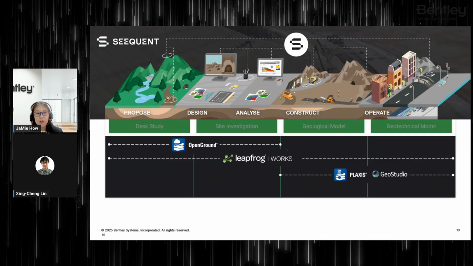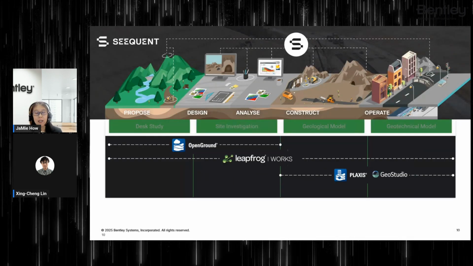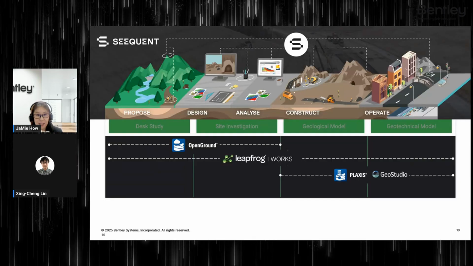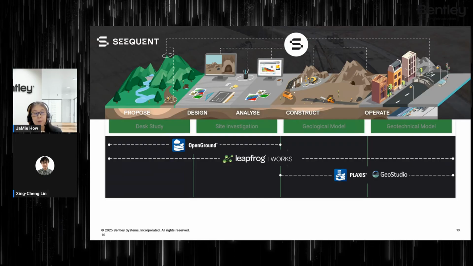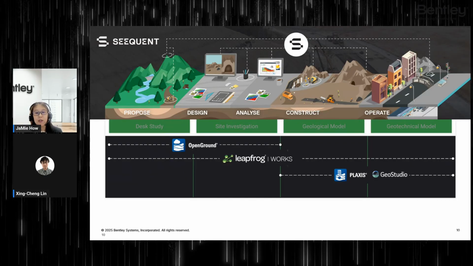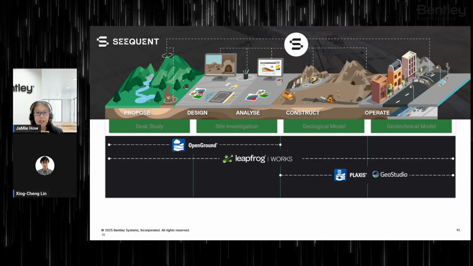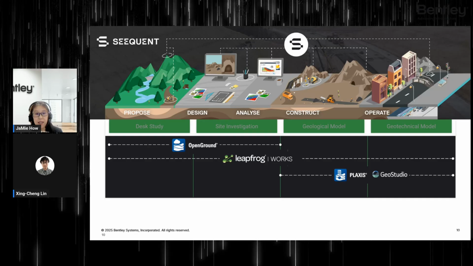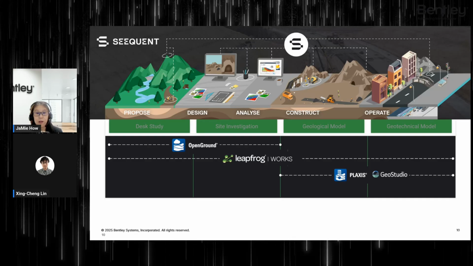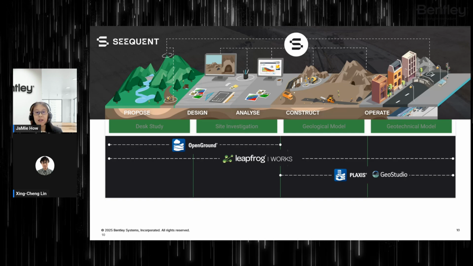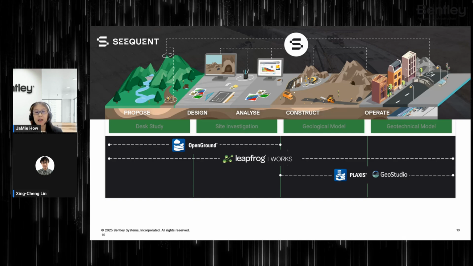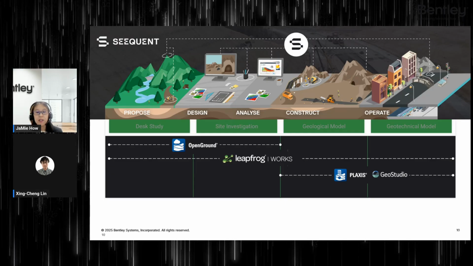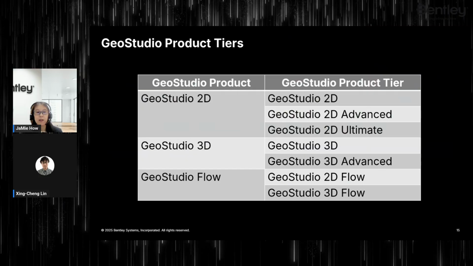This slide shows a general workflow of geotechnical work in your project. We always start with site study or site investigation work. This is when OpenGround comes into the picture, where you can use it to consolidate and manage all the subsurface data that you have in your project. Then all this information can be pushed into geological or subsurface modeling done with Leapfrog Works. With all this information, you can then push it into subsequent geotechnical analysis, either with PLAXIS or GeoStudio. Since today our focus will be on GeoStudio, I'm just going to share briefly on GeoStudio solutions.